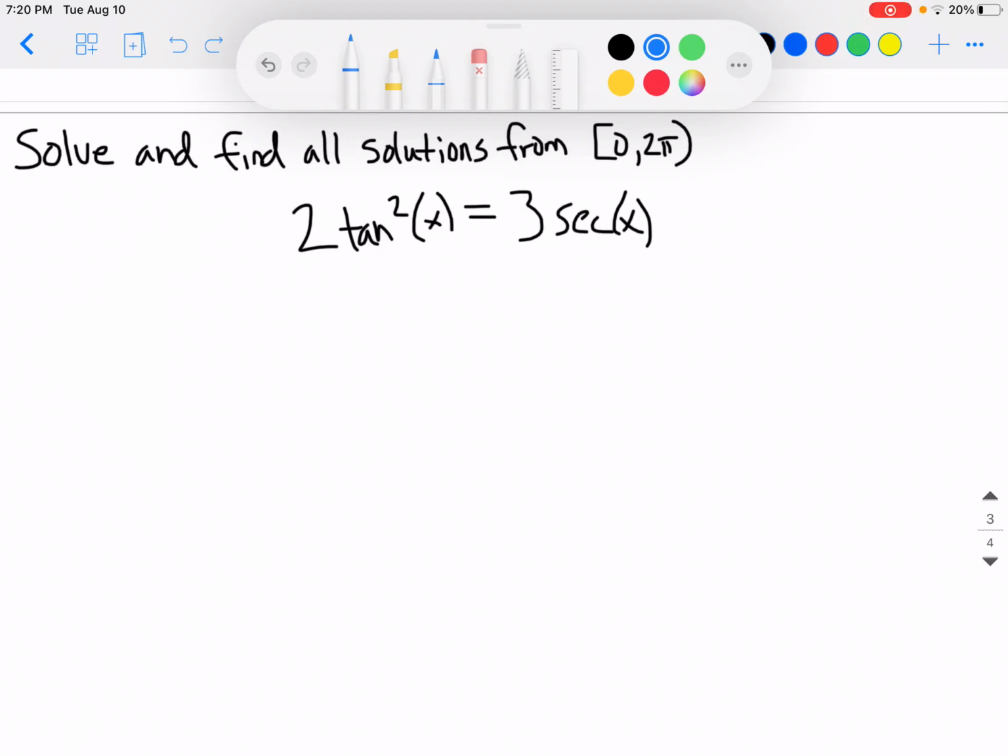Hello and welcome to this video where we're going to solve and find all the solutions for this equation from 0 to 2 pi. We're given 2 times tangent squared of x is equal to 3 secant of x.